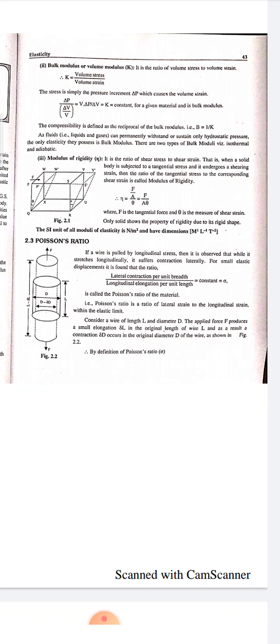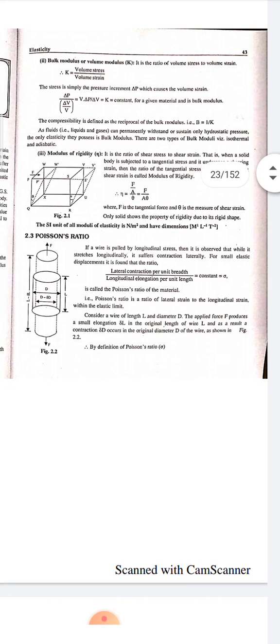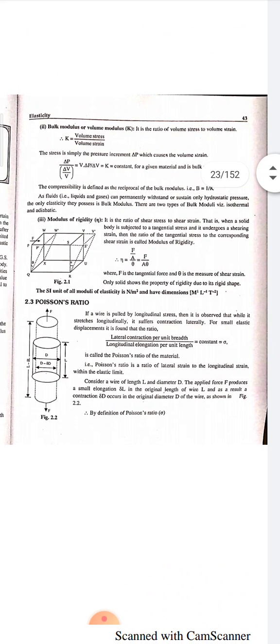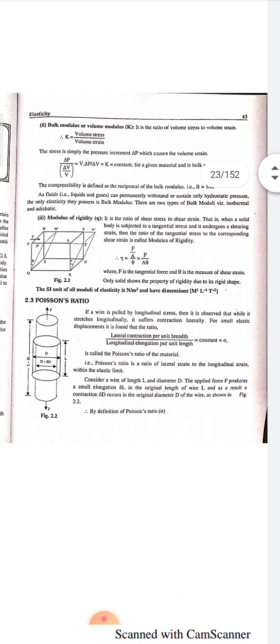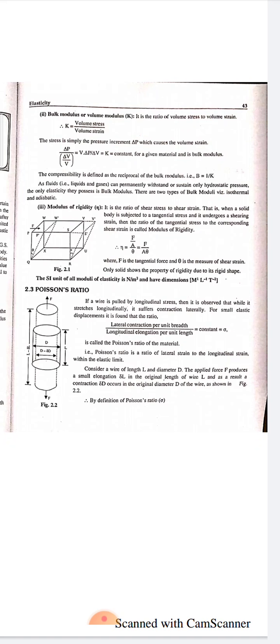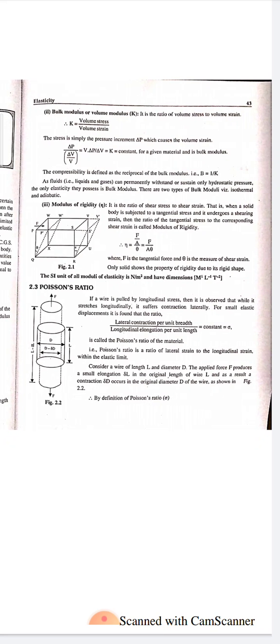Then the modulus of rigidity, that is eta, is nothing but the ratio of the shear stress to the shear strain. What is shear? You may see that we get a shadow when we keep any body; that is a shear. When a solid body is subjected to a tangential stress and it undergoes a shearing strain, then the ratio of the tangential stress to the corresponding shear strain is called the modulus of rigidity. Eta is equal to F by A divided by theta.